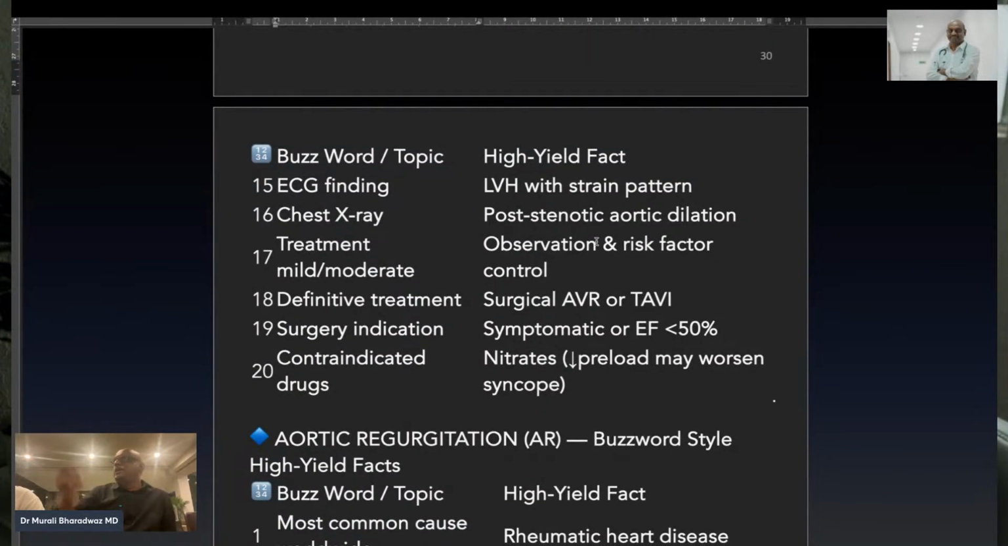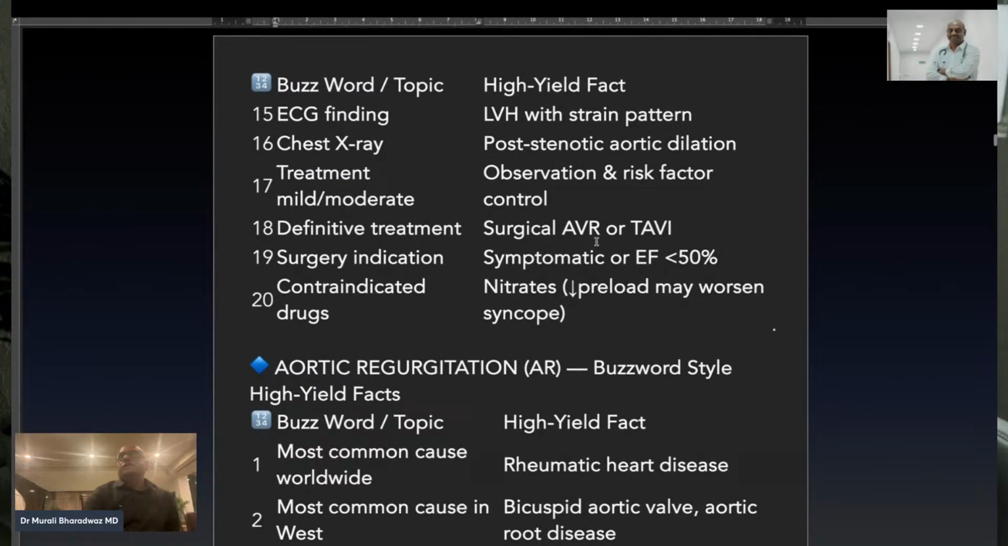What is the strain pattern? T waves get inverted, ST segment gets depressed. That's called strain pattern. Opposite of MI. No, ST depression is because of LV ischemia, whereas T wave inversion is a feature of what is called strain pattern.